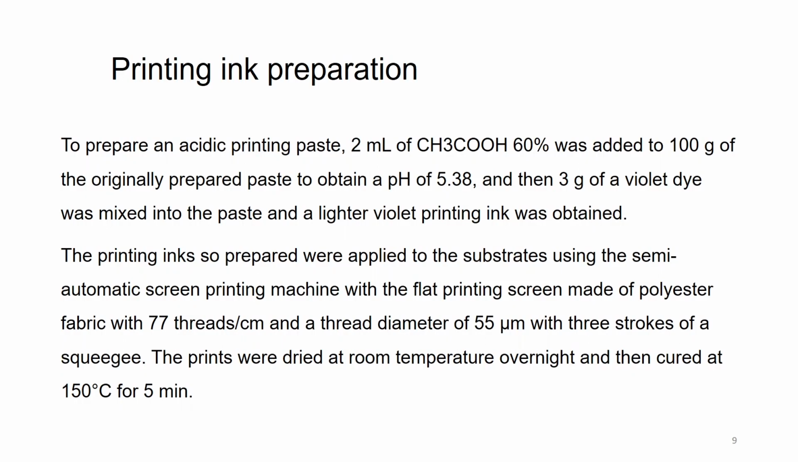The printing ink so prepared was applied to the substrate using the semi-automatic screen printing machine with the flat printing screen made up of polyester fabric with 77 threads per centimeter and a thread diameter of 55 micron, with 3 strokes of squeegees. The prints were dried at room temperature overnight and then cured at 150 degrees centigrade for 5 minutes. So, this is how the printing ink is prepared, and this is how it is applied.